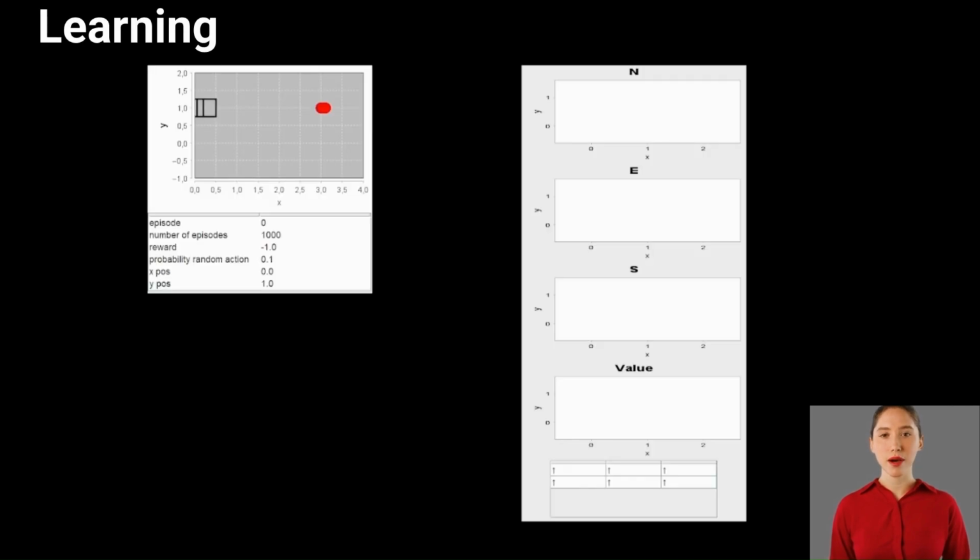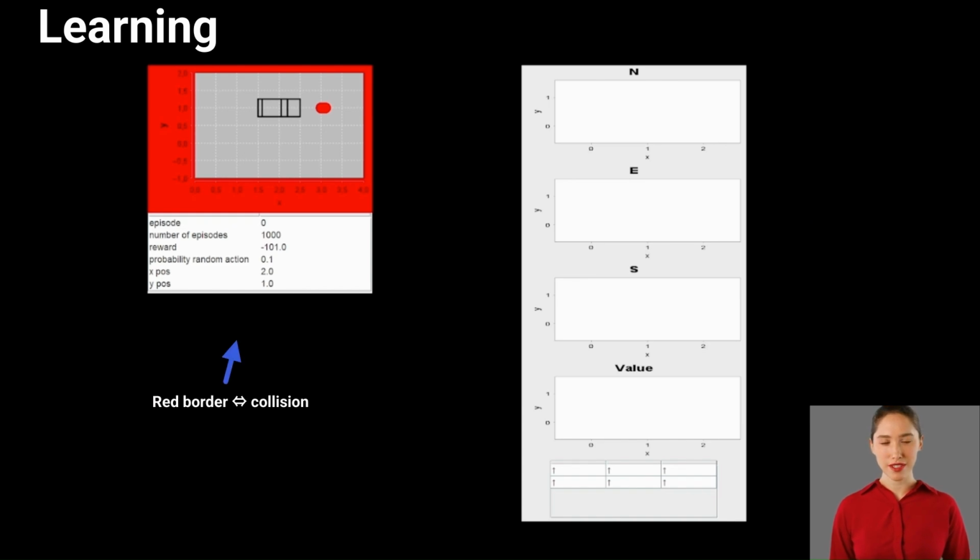The agent training now begins. The animation speed is slow to enable smooth interpretation.